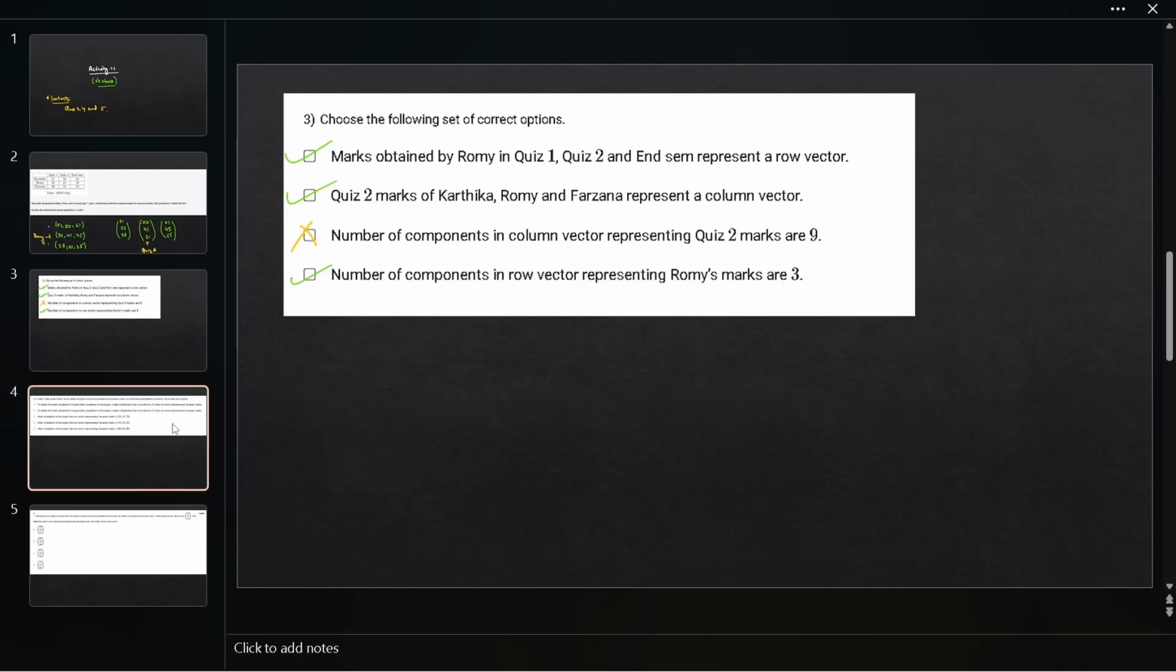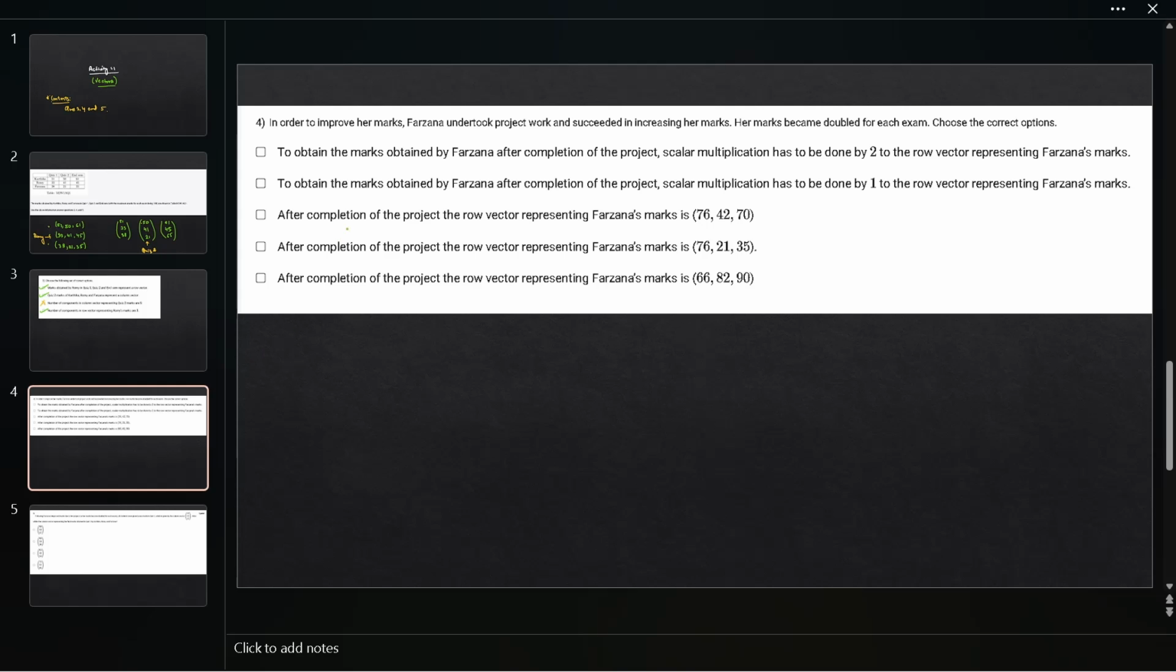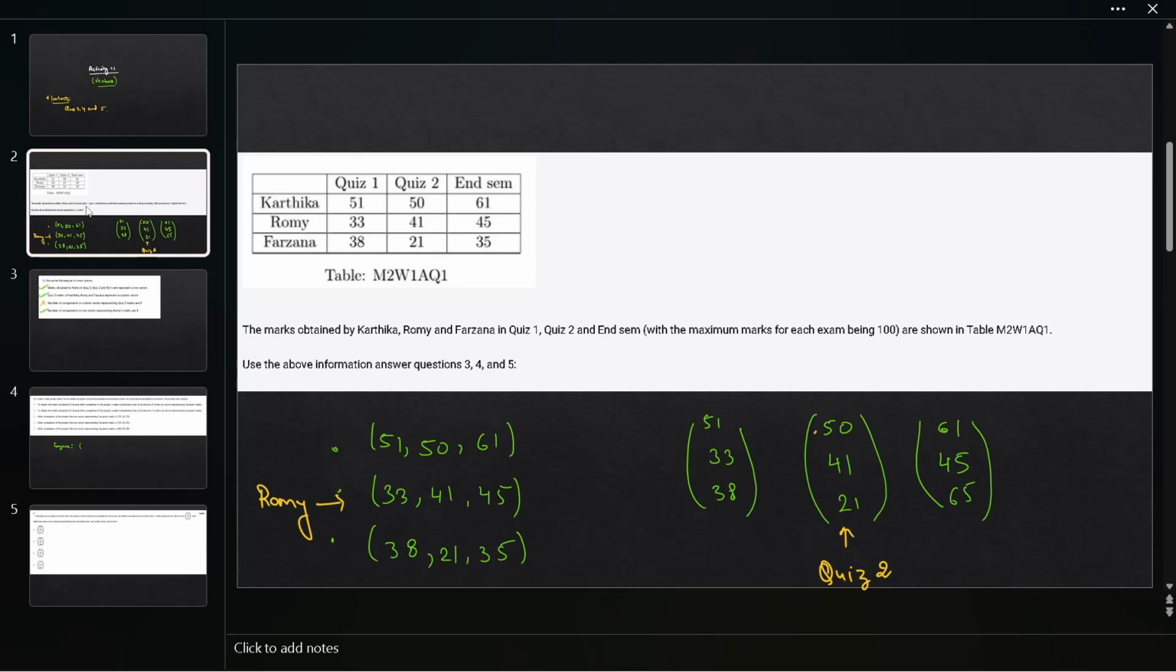Now moving on to question 4. Here in question 4, in order to improve her marks, Farzana undertook project work and succeeded in increasing her marks. Her marks became doubled for each exam. Choose the correct set of options. Now let's look at the row vector which was representing the marks of Farzana. If I write the marks of Farzana here, the row vector that was representing the marks of Farzana was 38, 21, 35.